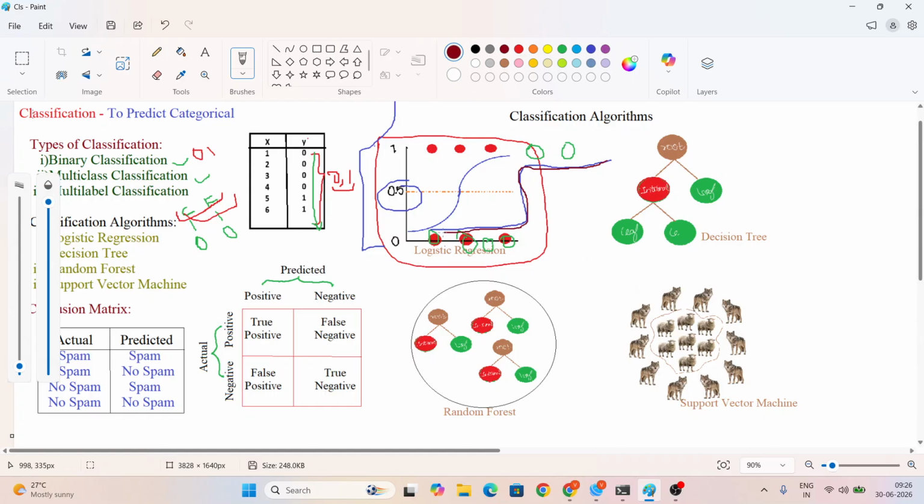Okay, so don't worry, you just assume. We will see this in our theoretical and coding concepts. Okay, so the next one is decision tree, guys.